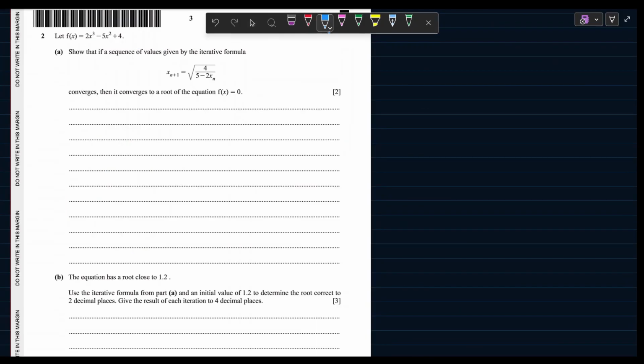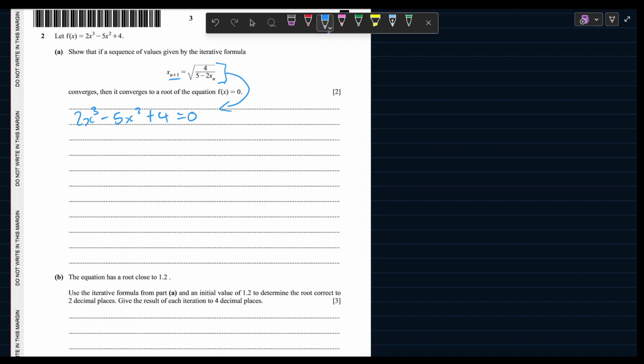Number 2, let f of x equal 2x cubed minus 5x squared plus 4. Show that if a sequence of values given by the iterative formula x n plus 1 is equal to root 4 over 5 minus 2x n converges, then it converges to a root of the equation f of x is equal to 0. Okay. So f of x is equal to 0 would be 2x cubed minus 5x squared plus 4 is equal to 0. Essentially, what they want us to do is to show that this equation is the same as that equation. So let's do that.